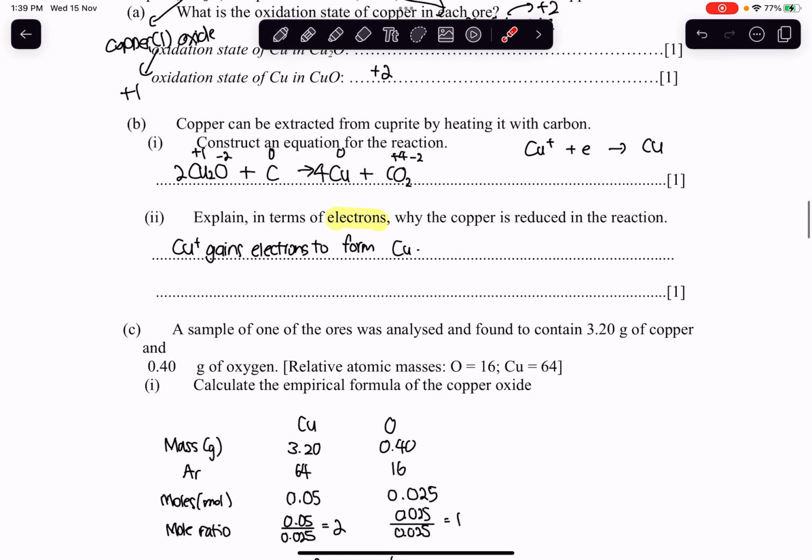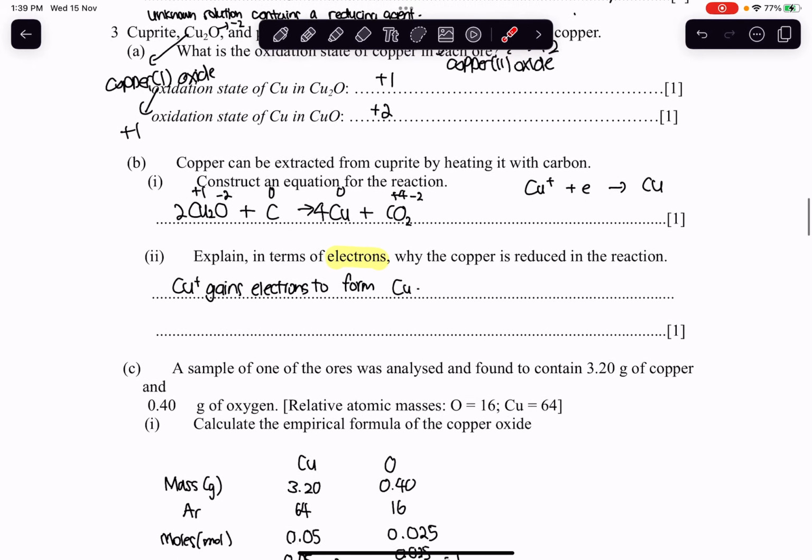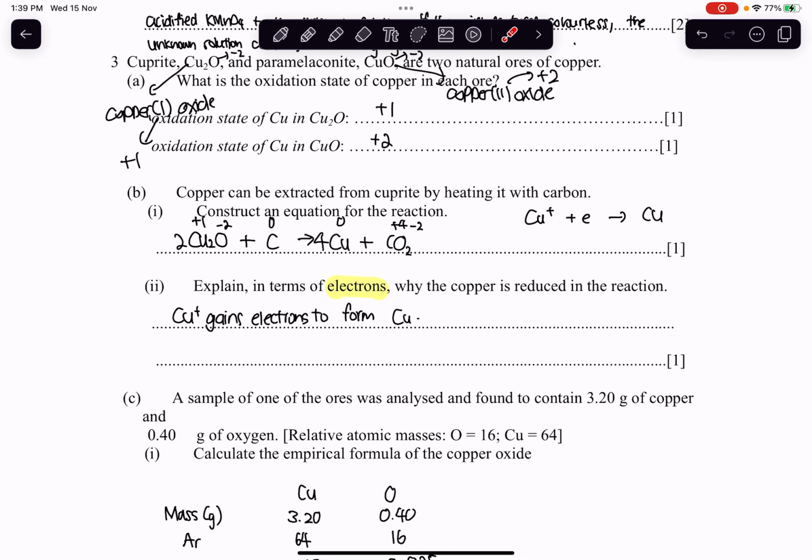Next, explain in terms of electrons why copper is reduced. In order to be reduced in terms of electrons, you need to gain electrons. So you need to identify whether or not copper has gained or lost electrons. In Cu2O, copper is actually +1, so it's a Cu plus, right? If I split it, Cu plus and O2 minus.